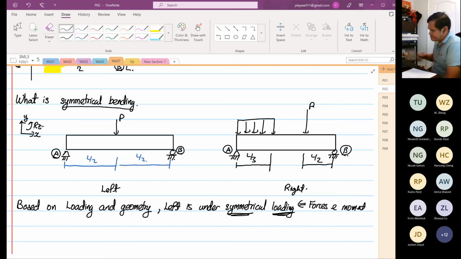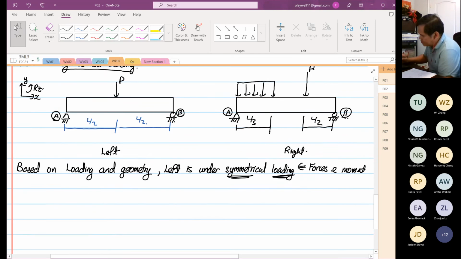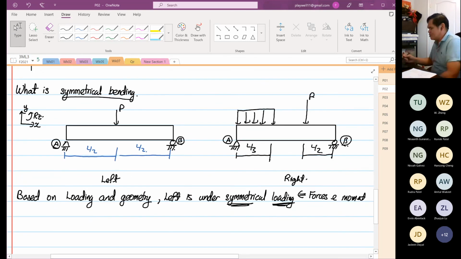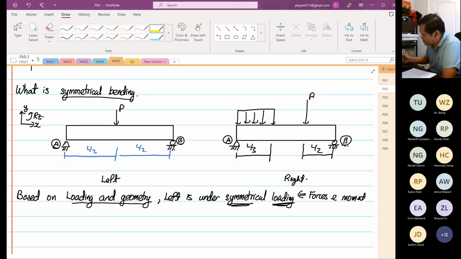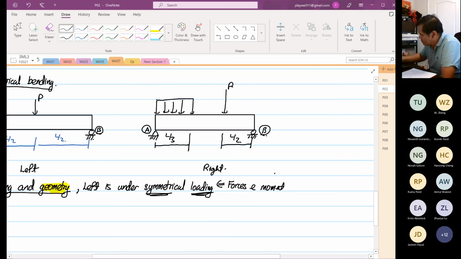You tell me, Eugene, you still haven't explained what symmetrical bending is. So this is symmetrical loading. The left is symmetrical, but based on loading condition, loading and geometry. Why do I say forces and moment? You will be wondering, why do you include geometry? Because moment is equal to force times perpendicular distance. That's why geometry comes in.